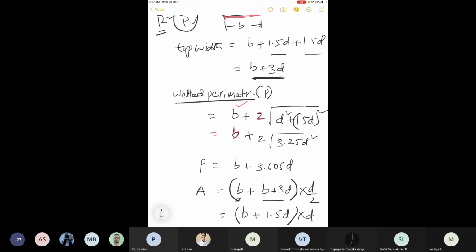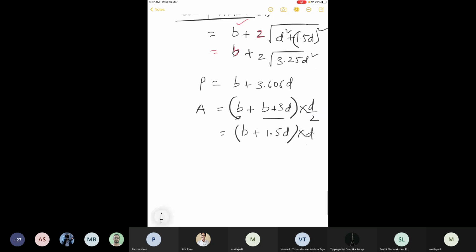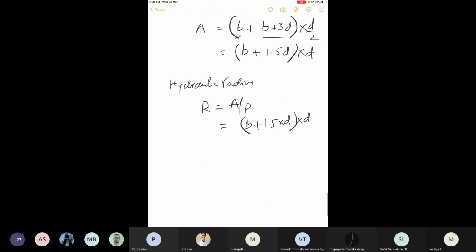Okay. So this is area. As I mentioned, in order to find out R, the hydraulic radius, R is equal to A by P. So A would be (B plus 1.5 D) into D, divided by P. So P is B plus 3.606 D. That is the R value.